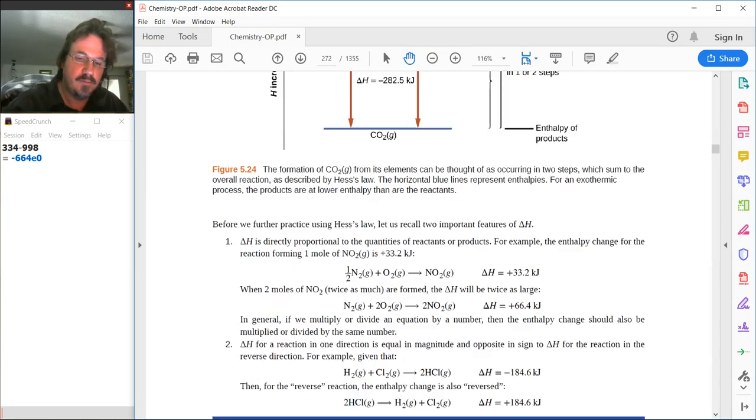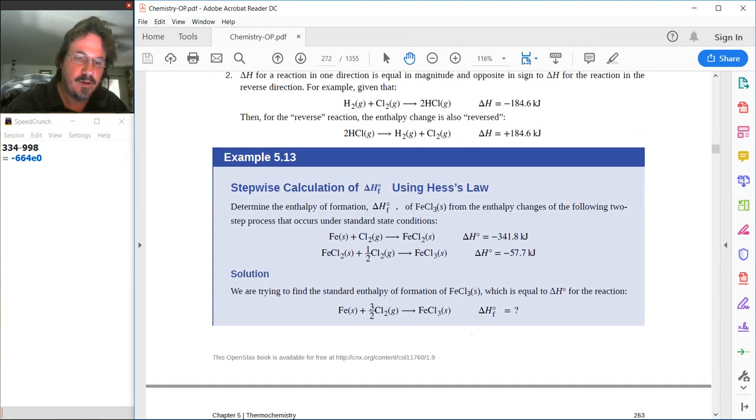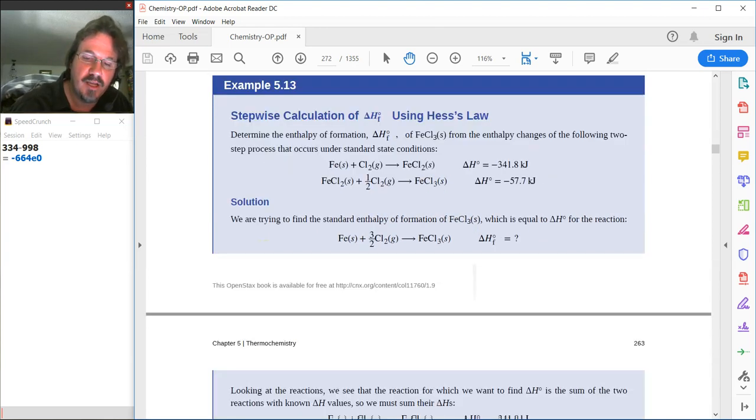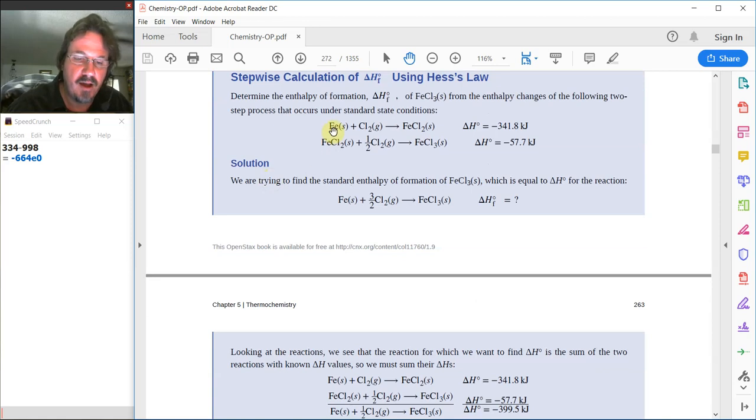Scroll in here. There we go. Determine the delta H of formation of iron 3 chloride from the enthalpy changes of the following two processes that occur under standard state conditions. So let's take a look at this. We've got iron plus chlorine gas giving iron 2 chloride. So there's just 2 chlorines here. As that's written, negative 341.8 kilojoules is the enthalpy change.